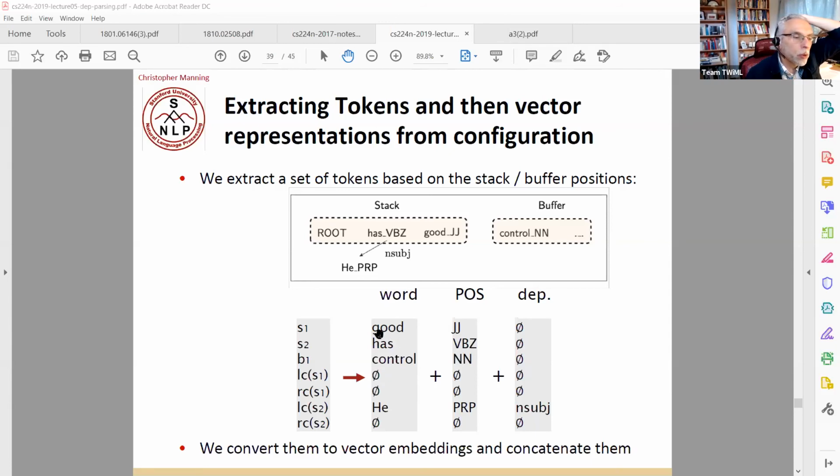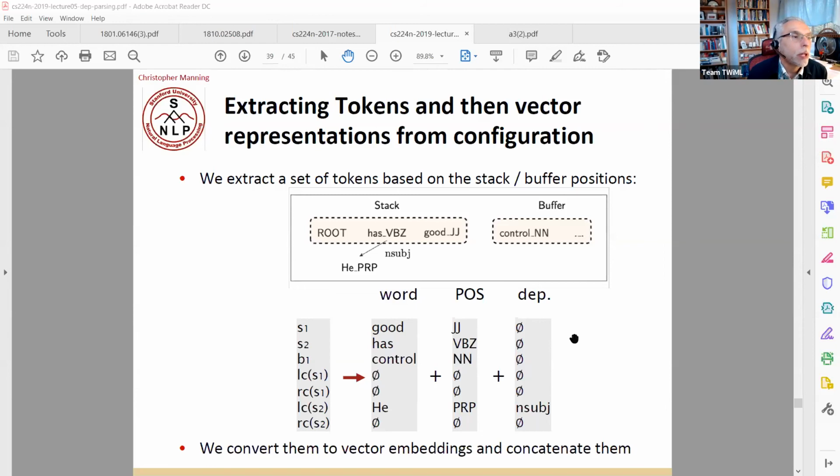So the word is, I'm not sure what S1 is or S2 is, but the part of speech, JJ, I don't know what that abbreviates. No, it has no dependency. So that's how you could make the embedding for this first word. The second word, oh, S1 might be the first word in the stack maybe, or anyway. Has part of speech VBZ. I think V means verb, but I don't know what BZ means. Does anyone have any insight into what these abbreviations are for? VBZ?